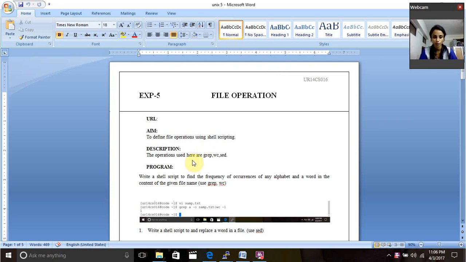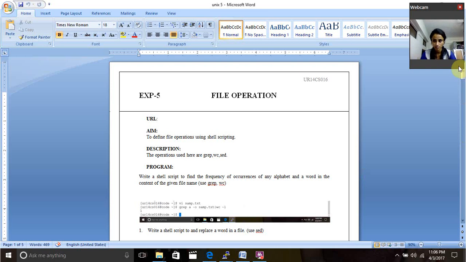So here, a few questions are to find the frequency of occurrences of an alphabet and a word in the content of a given file name. So I'm going to create a file and write two lines, like I wrote hi, how are you. So I'm going to write grep -o a sample.txt | wc -l. When I do this, I'm going to search for the occurrence of a. There is only one occurrence of a, so one is being printed.